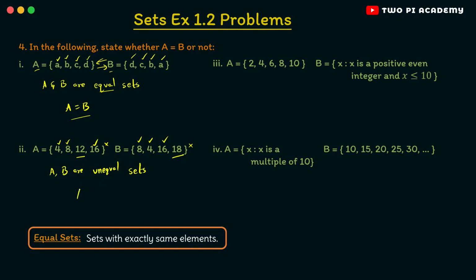So what does it mean? You will write A is not equal to B. This is the same as in numbers. Equal to means they are equal sets, not equal to means they are unequal sets.